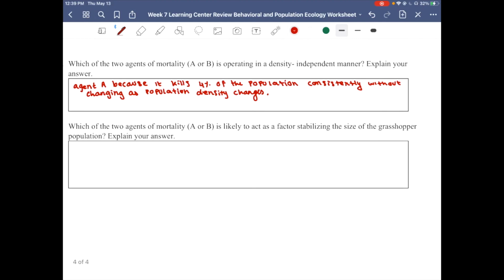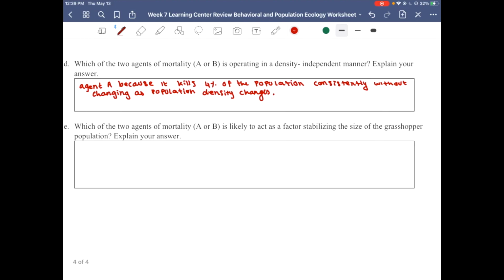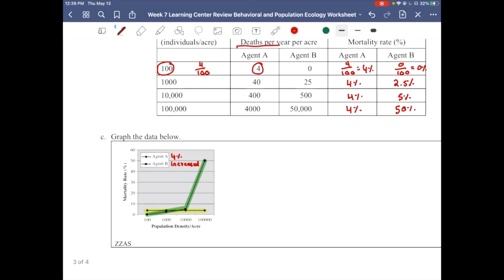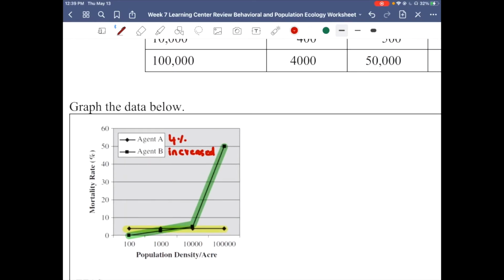Okay, and then which one do you guys think acts as a factor stabilizing the size of the grasshopper population? So which mortality agent do you think tends to stabilize a population? Here's the graph again in case that's helpful. I'm seeing agent A, but it would actually be agent B.